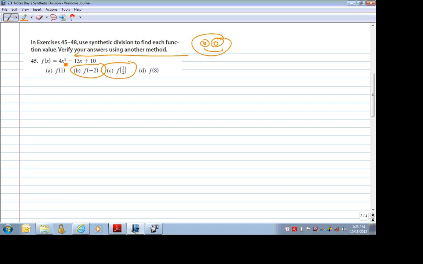You've skipped a degree. You have a cubic and then you don't have a squared term. You're going to have to put a 0 in for the squared term. Add a 0 for the missing degree. So when we set up our synthetic division, we would have a 4. We'll put a 0 in for the squared term that we don't have. We'll have negative 13, and we'll have positive 10. And we'll set up our synthetic division again.